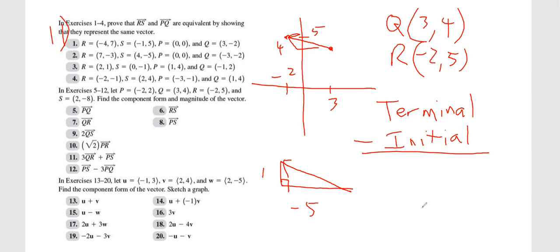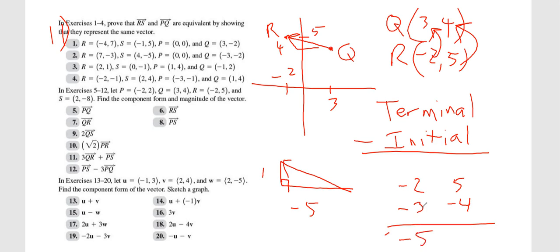So from Q to R, and this is Q, and this is R. If I take the terminal, that would be 5 minus 4. That's a 1. Okay, that's good. Negative 2 minus 3. That's a negative 5. Hey, it worked. Yep, I must have said it right. Terminal minus initial. Because that would be your 5 minus 4 and your negative 2 minus 3. So that's how we get our negative 5 and our positive 1.